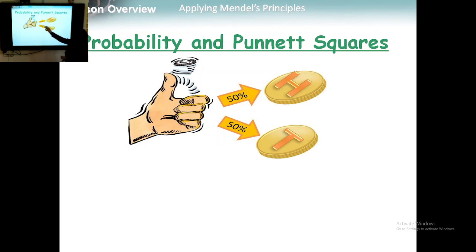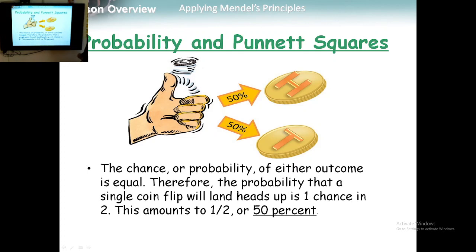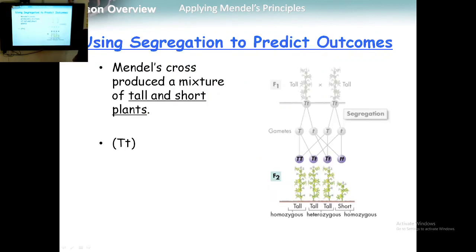If you flip a coin, the chance will be 50% for heads or 50% for tails. The chance, or probability, of either outcome is equal. Therefore, the probability that a single coin flip will land heads up is 1 chance in 2. This amount is half, or 50%. The same probability we will use, inshallah, with segregation and with independent assortment. In this experiment, Mendel's cross produced a mixture of tall and short plants.